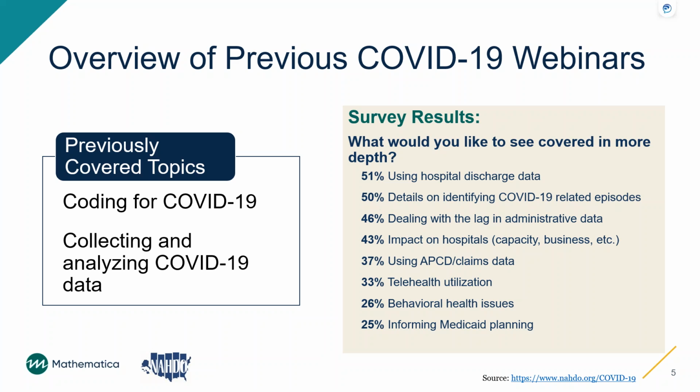There are also some other peripheral issues that maybe are interesting, such as behavioral health or impact on Medicaid growth and enrollment. As you look at people who are now unemployed or who've lost their jobs and their income has gone down, what's going to happen to Medicaid enrollment? What's going to happen to Medicaid planning going forward in the future?